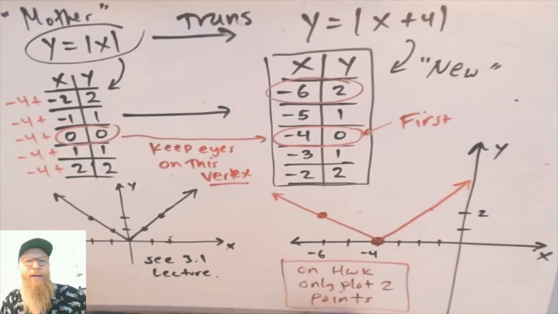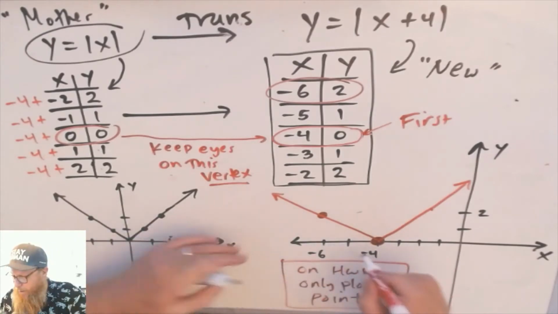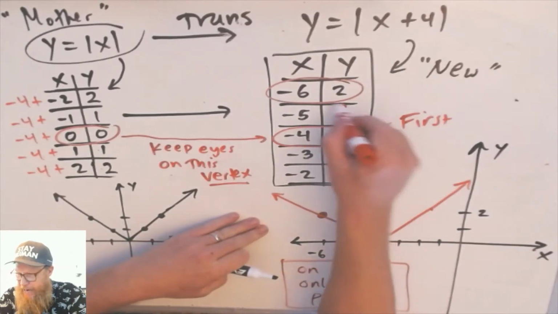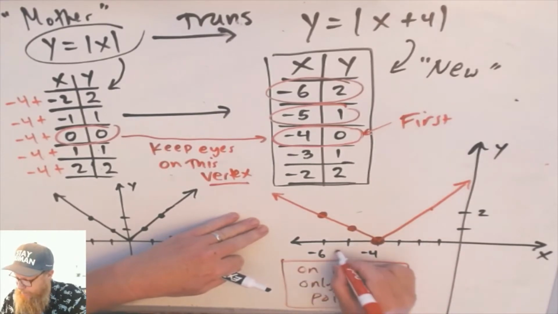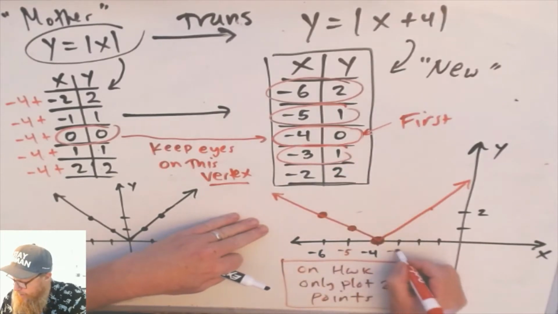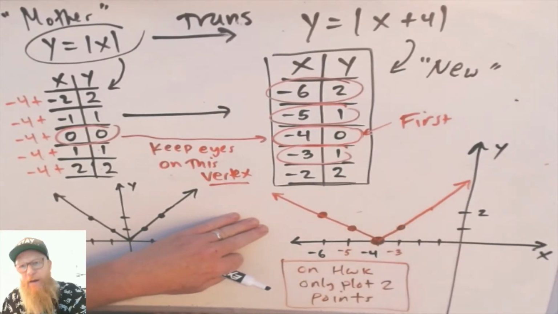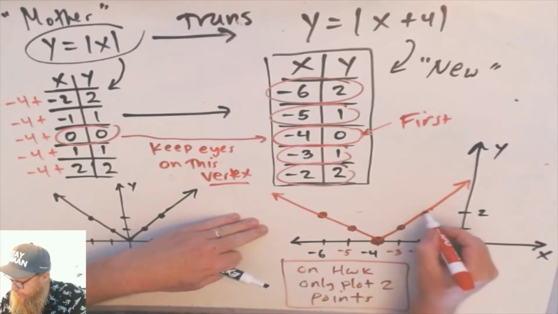All right. Now, I'm not using a computer. I'm using a pen and ink, whiteboard. So I'm going to plot all of them. So -5, 1 is right here. -5, 1. -3, 1 is right here. -3, 1. And then -2 and 2 is right about there.